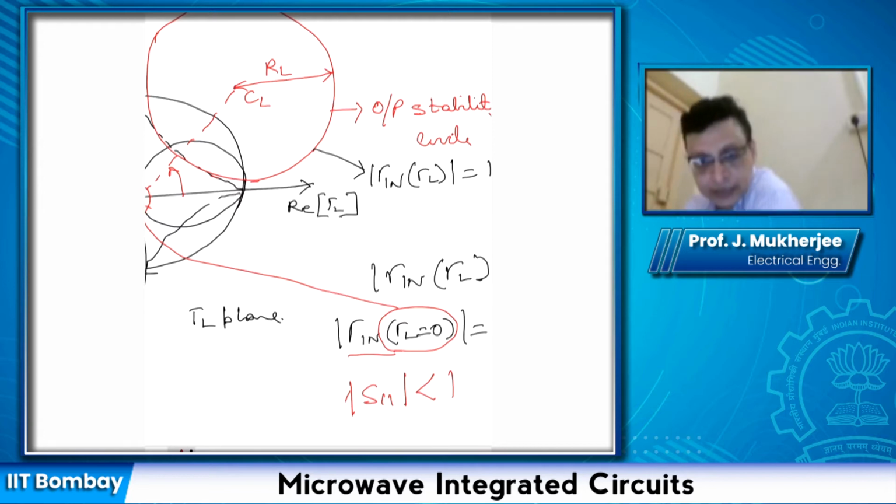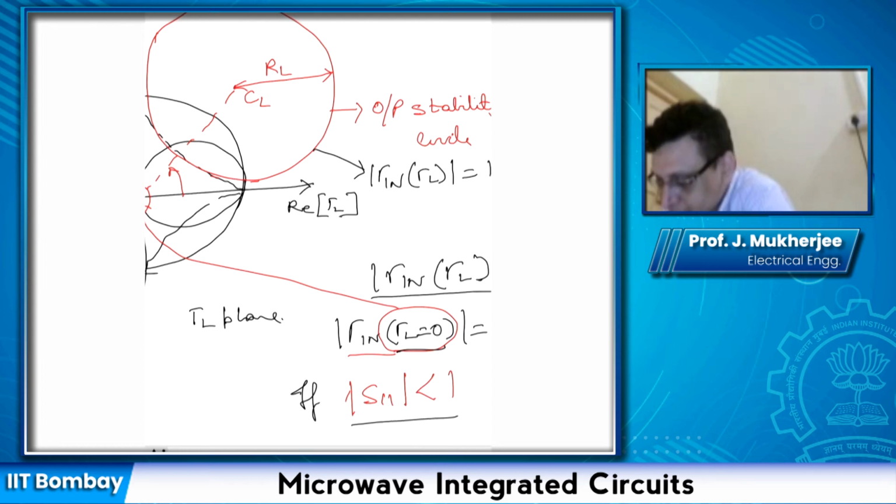Because again I'm repeating the whole argument. For stability we know that this condition must be satisfied. What I am trying to do now is find out the value of gamma in when gamma L equal to 0, and that I find is nothing but the modulus of S11. Now I check the value of S11. If the S11 magnitude is lesser than 1, then this gamma L equal to 0 is the stable point, right? Because at gamma L equal to 0, the modulus of gamma in is lesser than 1.